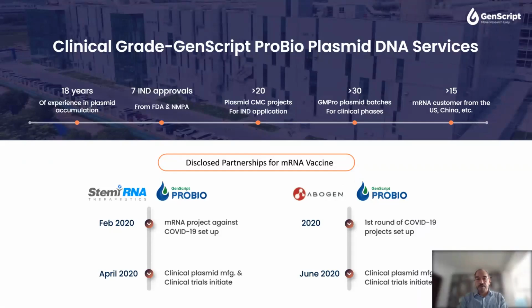We have also supported a lot of plasmid DNA GMP production services. We have done this for over 18 years. We have supported over 7 IND filings with success. We have done over 20 plasmid CMC projects. We have produced over 30 plasmid batches, and we have worked with over 15 customers to produce mRNA for them. And these are just 2 examples of the GenScript ProBio CDMO division supporting STEM RNA with their clinical trials, and also Abugen with their clinical trials, producing GMP-grade plasmid batches.